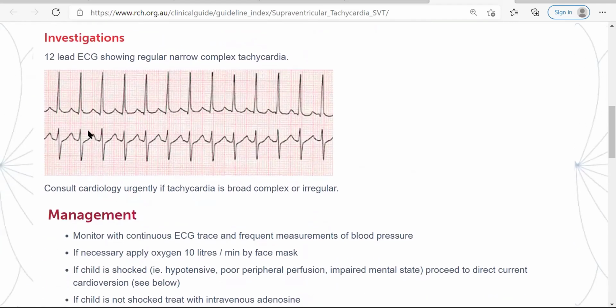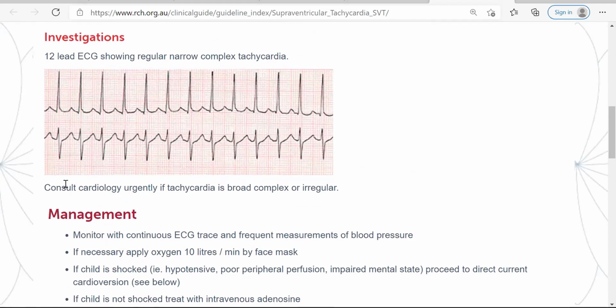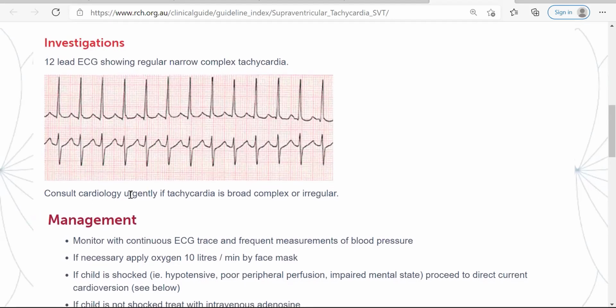If you look here, this is how SVT looks. You can see this is a narrow complex tachycardia, and you can see the RR intervals are all regular. So regular rhythm, narrow complex tachycardia, that's SVT. Consult cardiology urgently if tachycardia is broad complex or irregular. Broad complex, we need to think about VT, and irregular, that's atrial fibrillation.